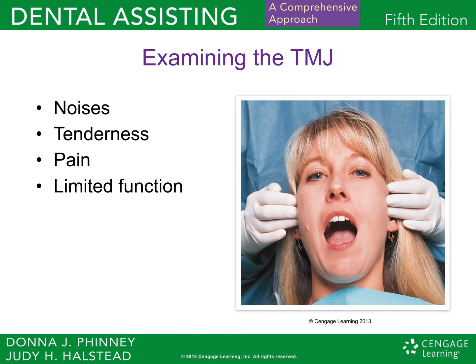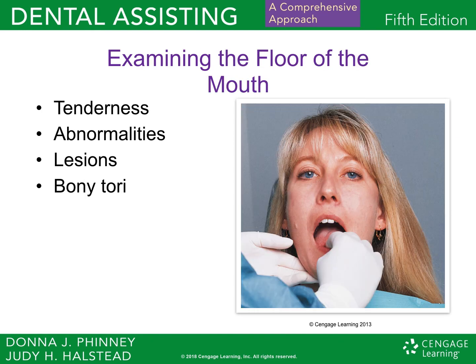While we're examining the TMJ, you can see where the hands are placed. We check for noises, tenderness, any pain or limited function. And if they have all of those things, we might recommend a night guard for them to wear. The floor of the mouth, we look for tenderness, abnormalities, lesions, and bony tori. Tori is bone growth that can happen in the patient's mouth on the inside. You will see that in the future.